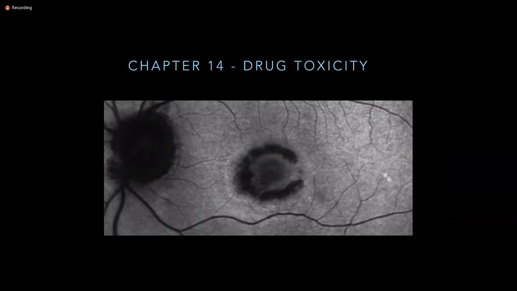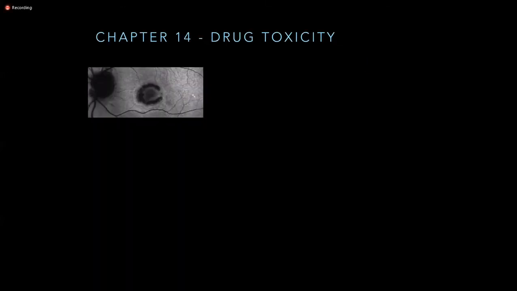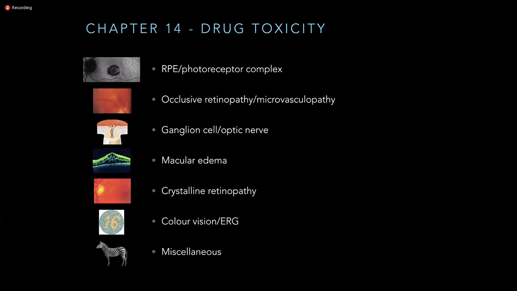Chapter 14 is a summary of drugs that have toxicity to the retina. It breaks it down fairly well into 7 categories. There are 3 anatomic sites and then 4 other findings that can be noticed. First, I'll talk about RPE toxicity, then vessels, so occlusive retinopathy and microvasculopathy, then the ganglion cell and optic nerve area, and move on to drugs that can cause macular edema, drugs that can cause a crystalline retinopathy, those that cause color vision or ERG changes, and finally some less common miscellaneous conditions as well.